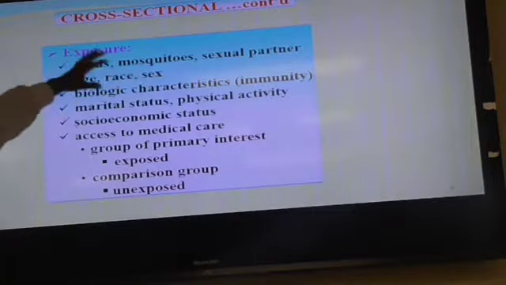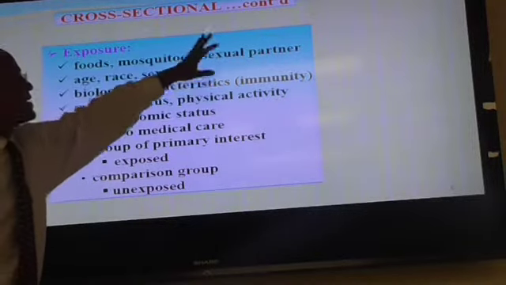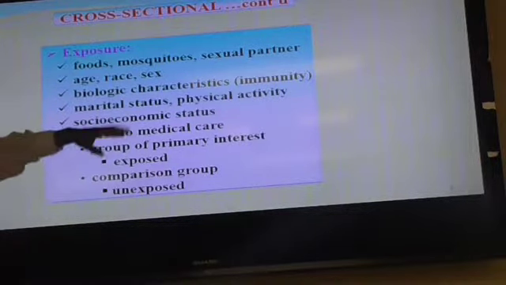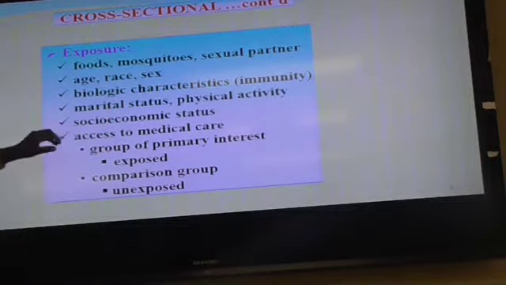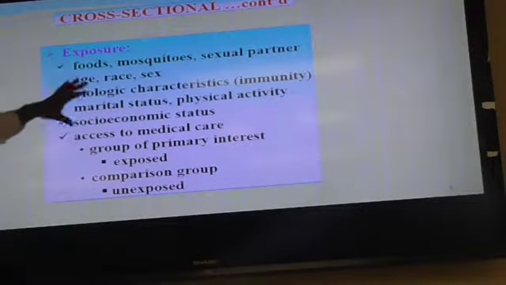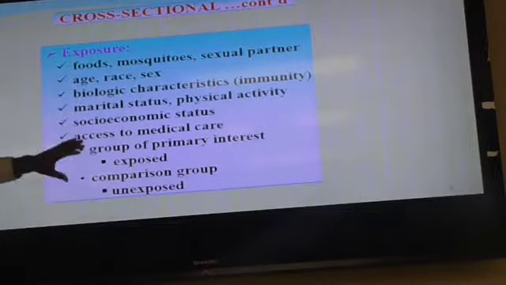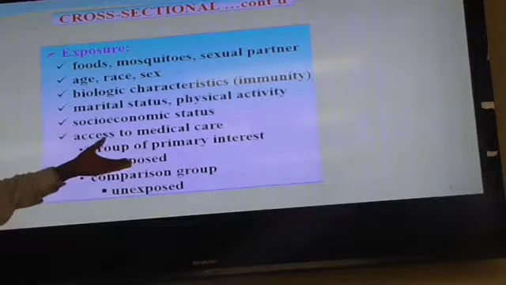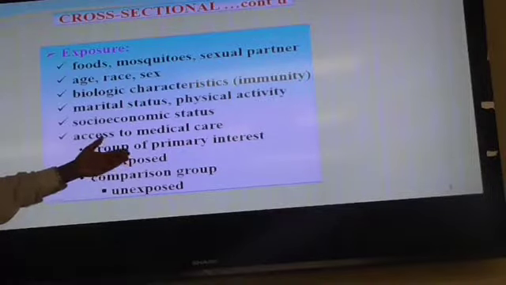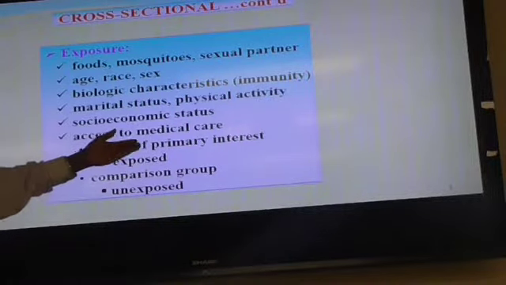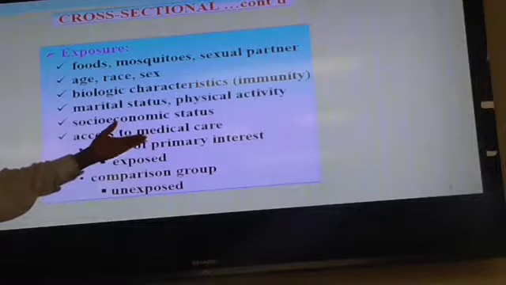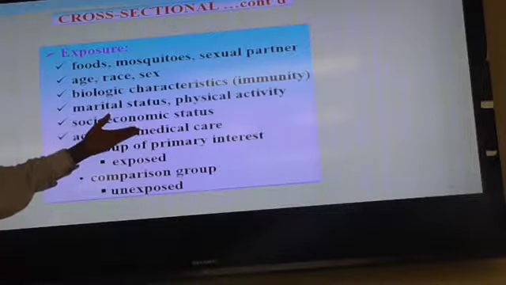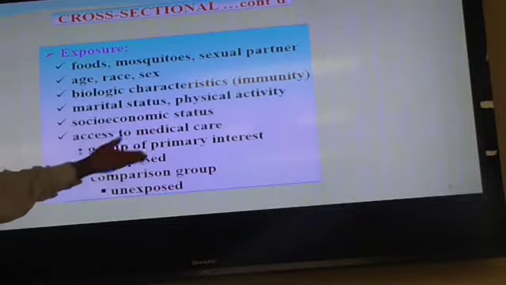So when we say exposure, again, we really don't talk about a single item. It can be food, exposure to vectors, or sexual partner, age, marital status, socioeconomic status, access to medical care. So exposure can be really several conditions. And then always the group of your primary interest is exposed. It's always good if you really keep this in mind. So if you say people who don't have access to medical care, then that is your group of interest. If people with low socioeconomic status are your group of interest, that is what we call exposed.